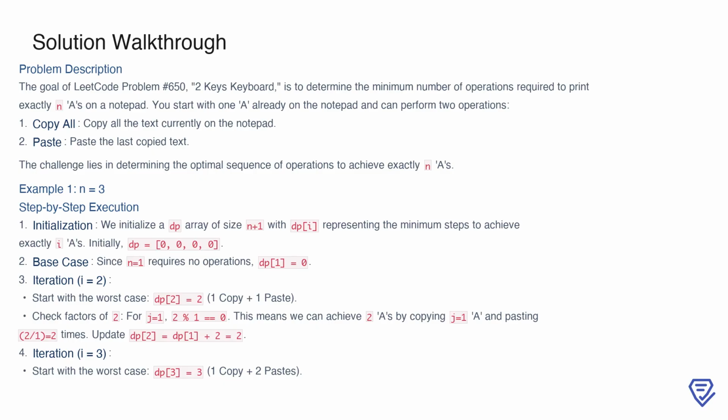Then, we check the factors of 2. Since 2 is divisible by 1, we can achieve 2 A's by copying the 1 and pasting it twice. This gives us DP[2] equals DP[1] plus 2 equals 2. Moving on to i equals 3, the worst case assumes 3 steps, 1 copy all and 2 paste operations, so DP[3] equals 3 for now.